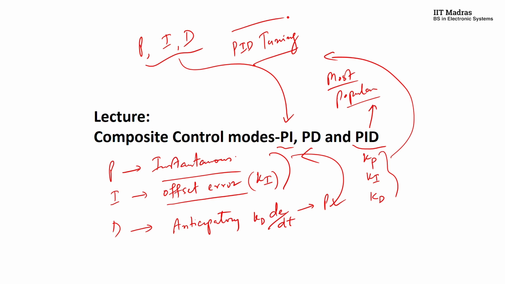There are certain methods which are used to guess what could be the values of Kp, Ki and Kd when you start a certain control system, or when you actually design the control system. And of course, this tuning is based on the open loop and closed loop responses. We'll see this a little later.